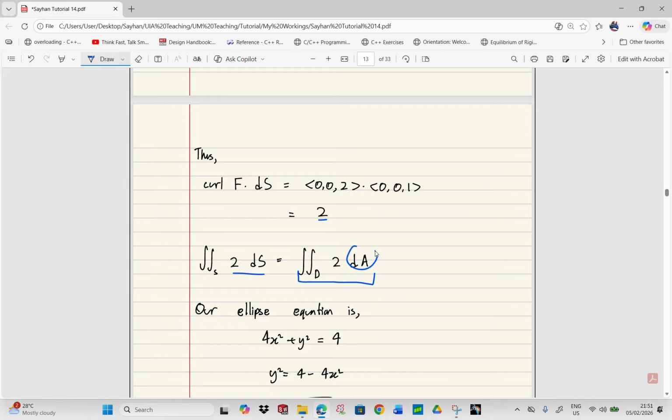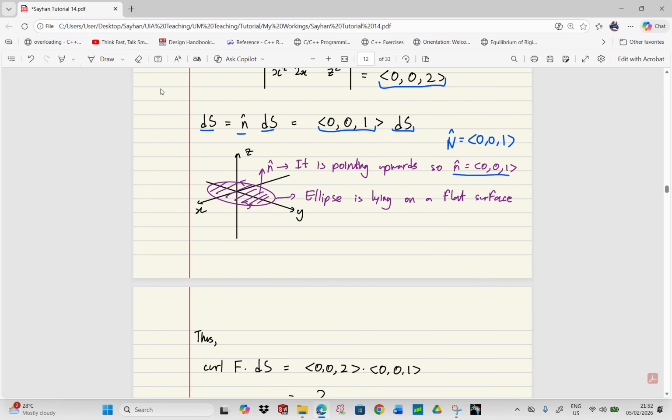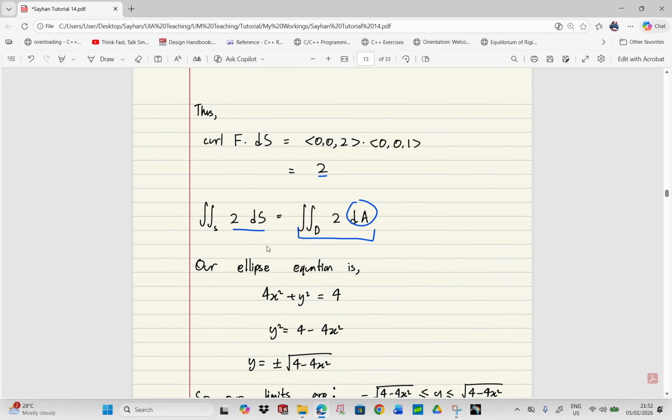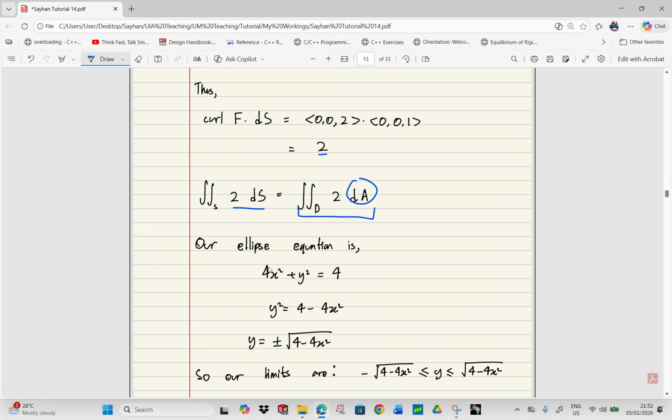So of course, you can rewrite it in this equation. And the reason why I wrote it dA is because remember that our normal vector is just simply 0, 0, 1. That's your actual normal vector. So your ellipse equation is 4x squared plus y squared equals 4. What I did here is that I converted my dA in terms of dy dx.